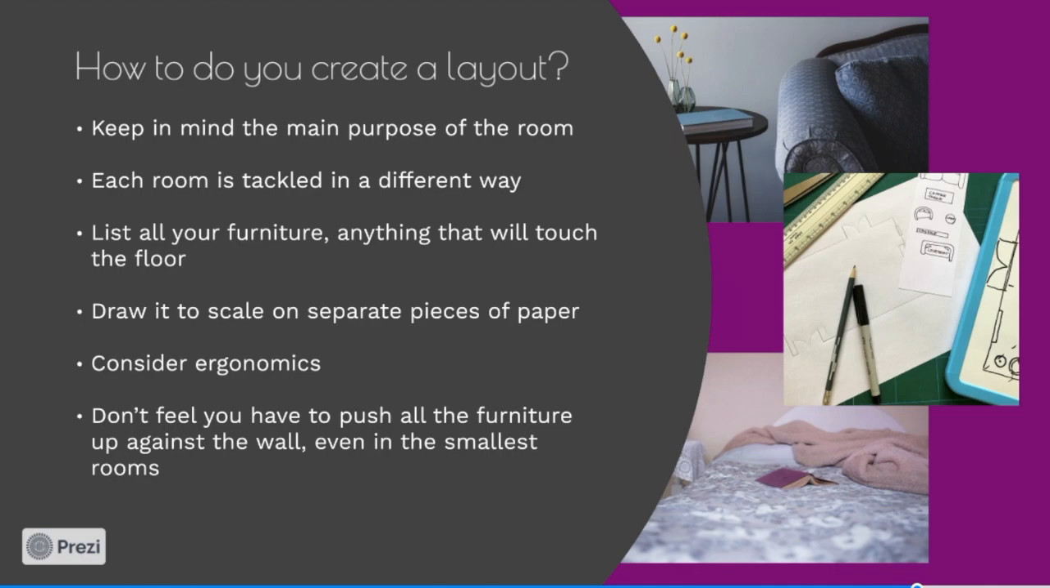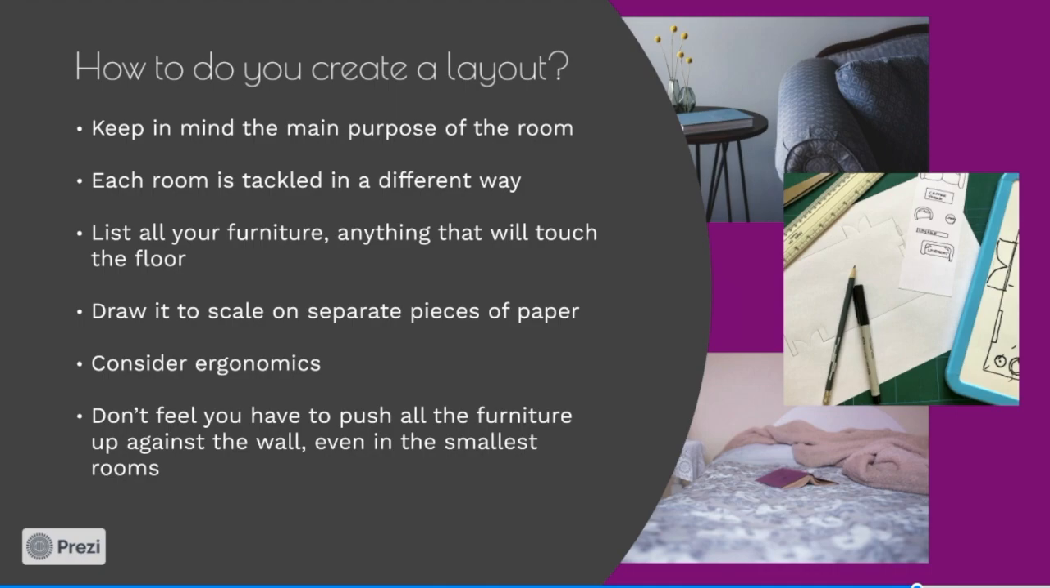Then make a list of all the furniture that you want to use, anything that will touch the floor. Draw it to scale on separate pieces of paper so you can move it around the outline plan you've already drawn, and you can change the layout until you're happy. It allows you to move a room around without involving a chiropractor, really.